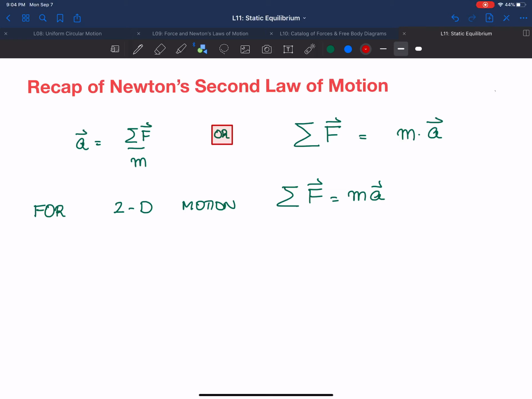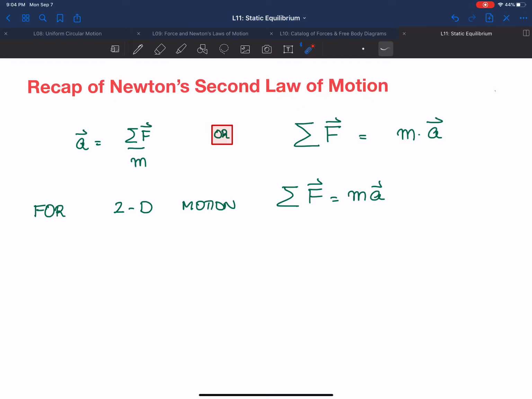So, having discussed the types of forces that could be acting on an object and free body diagrams, we're now in a position to apply Newton's second law of motion to analyze the forces acting on an object. Now, let's start with a quick recap of Newton's second law of motion.